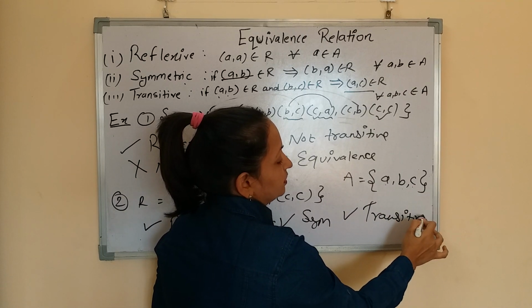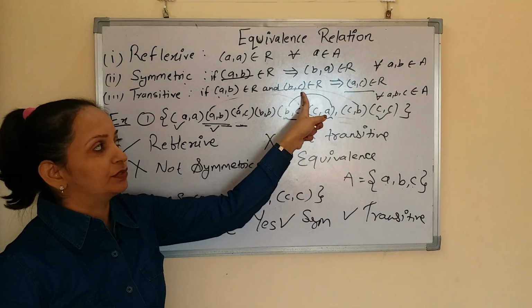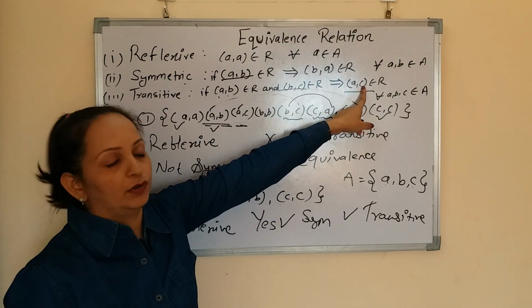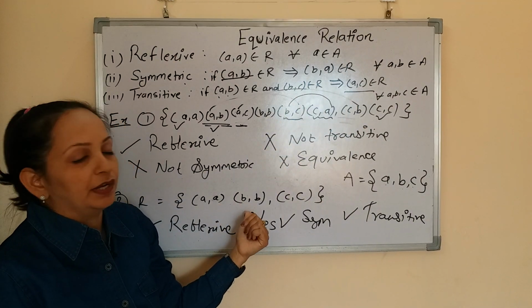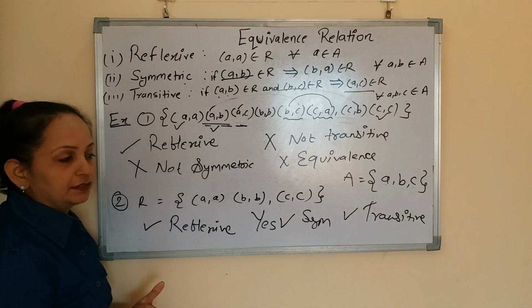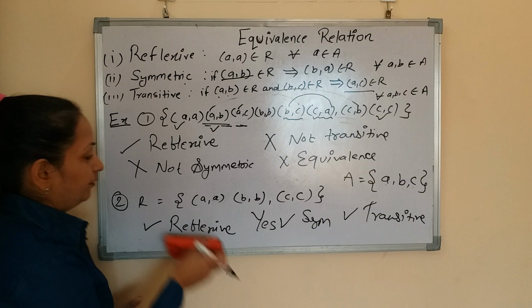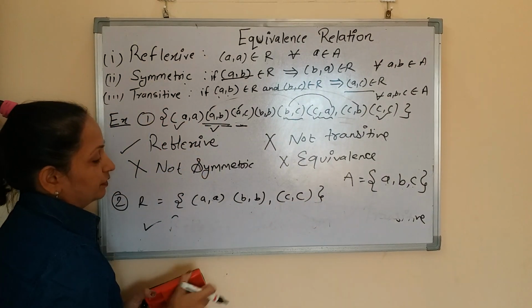Because the condition of transitivity says if (a, b) belongs to R and (b, c) belongs to R, then only we have to look for (a, c). Here I am not getting (a, b), I am not getting (b, c), so I don't have to check for (a, c), and I can directly say the relation is transitive. So I can say that this given example is an equivalence relation.